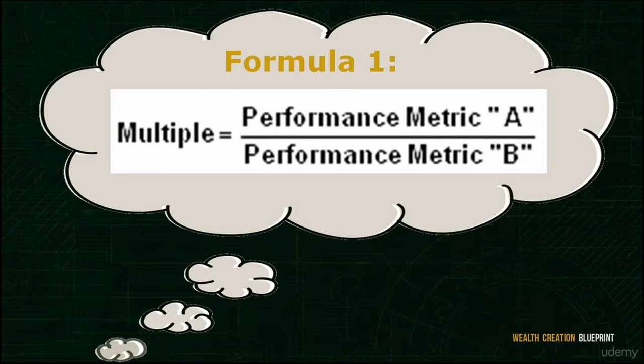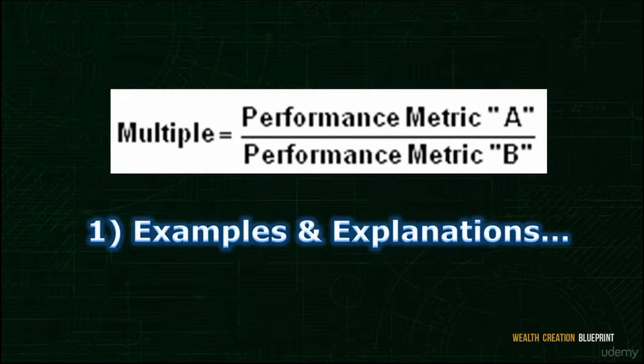Formula 1. Multiple is the performance metric A over performance metric B. A multiple can be used to show how much the business is worth in the market. For example, using the PE ratio, if you plan to invest your money into a company, you'll need to know how well the company is doing or how much the company is earning for the past few years. The price of the company can be estimated by multiplying the annual earnings of the company by the multiplier of 12. Simple math, but this formula can only be used as a rough estimation of how much the business is worth.